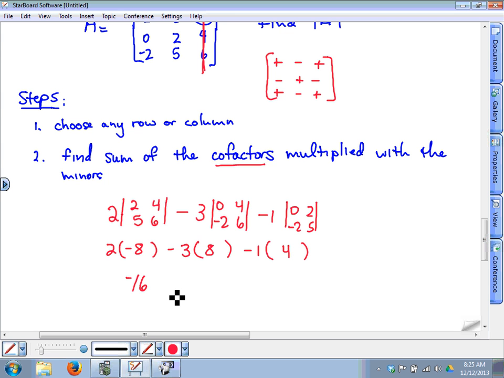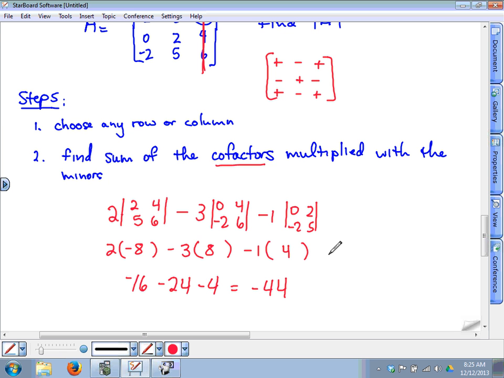So we get negative 16, minus 24, minus 4, which is negative 44.